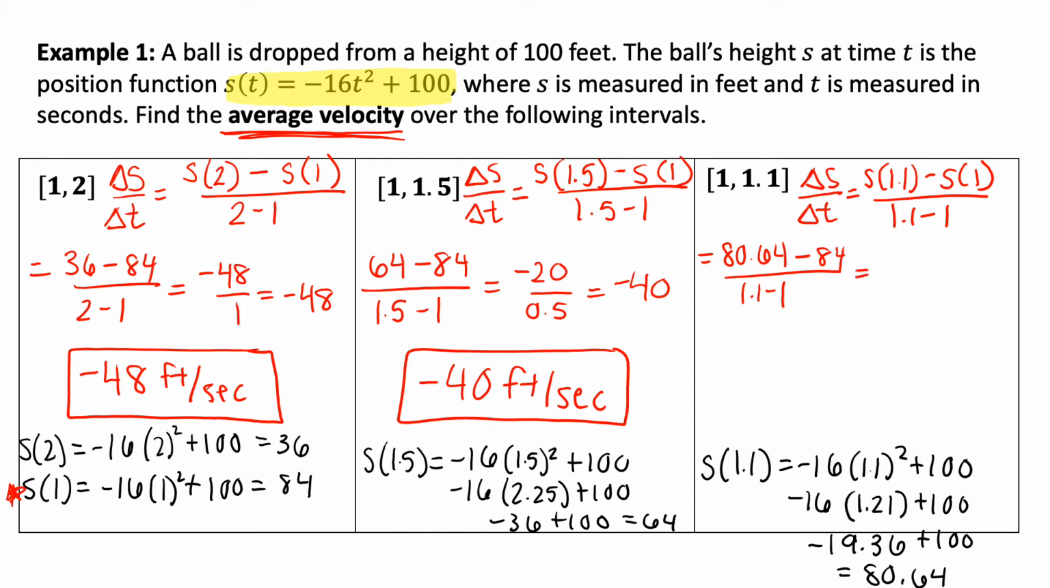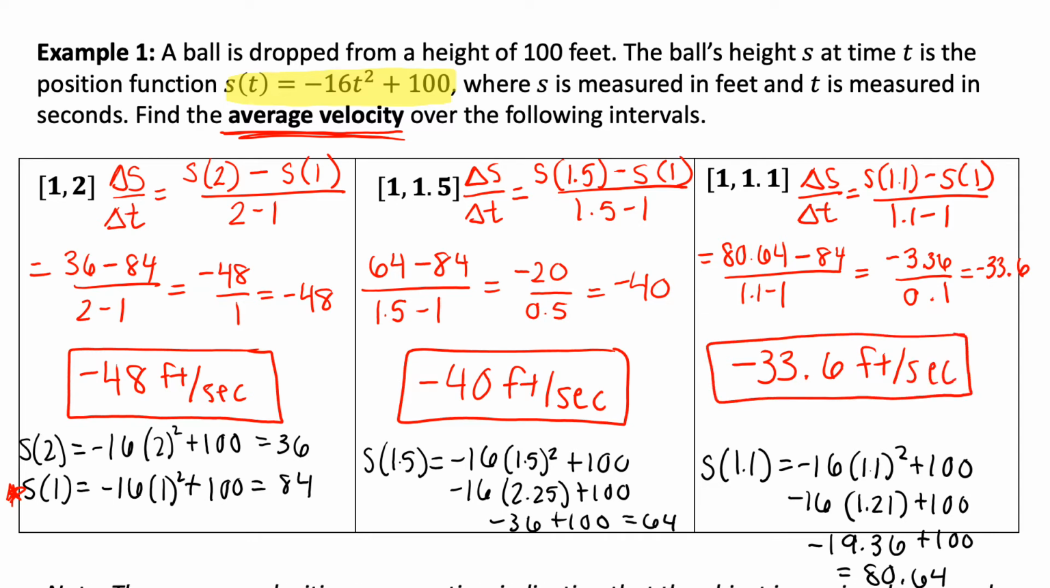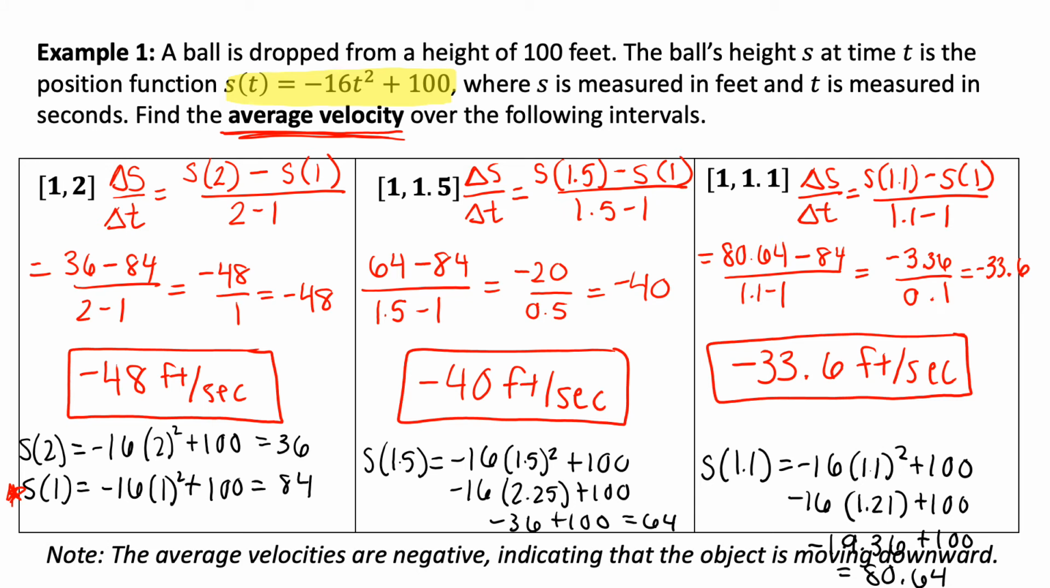80.64 minus 84 is going to give me a negative 3.36. Over 1.1 minus 1 gives me 0.1 or 1/10. So then negative 3.36, keep change flip, would be times 10. So this gives us negative 33.6. So we can say our average rate of change on that interval from 1 to 1.1 would be negative 33.6 feet per second. And we just want to take note that the average velocities in each of these intervals are negative, indicating that our object is moving downward.